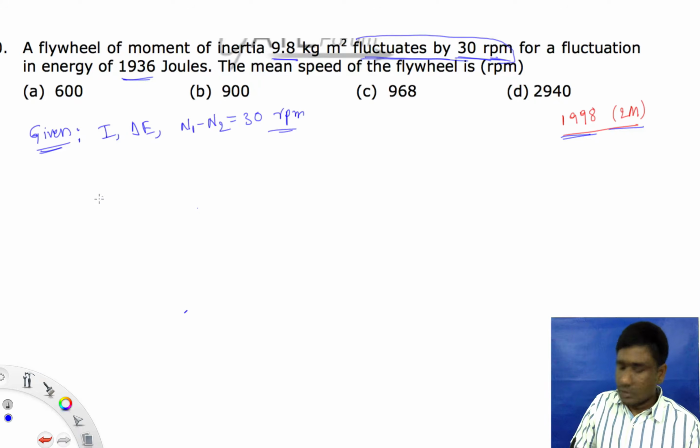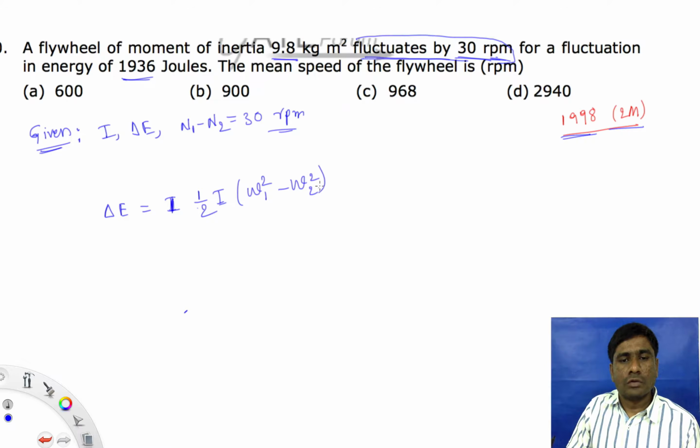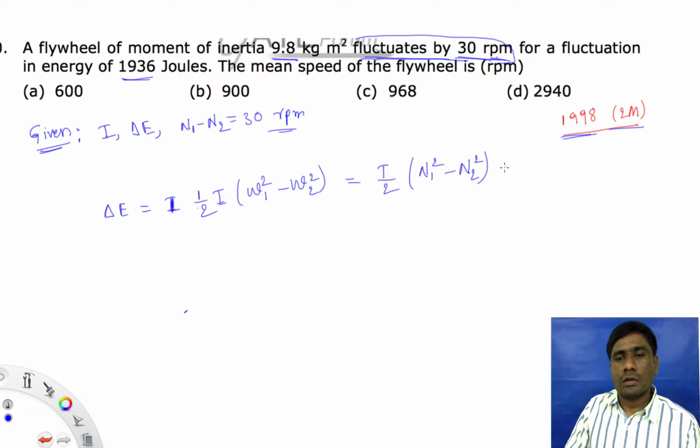And this is again a direct formula. We know delta E equal to half into I into omega 1 square minus omega 2 square. So this in turn can be written as I by 2 into omega, which is 2 pi N by 60. So if you write this one, then N1 square minus N2 square into 4 pi square by 60 square.